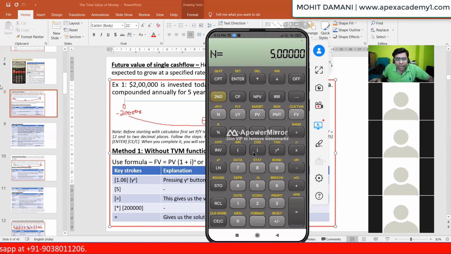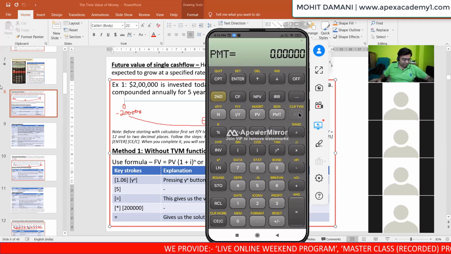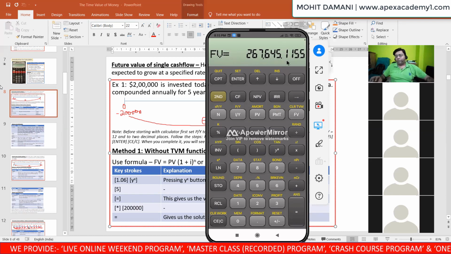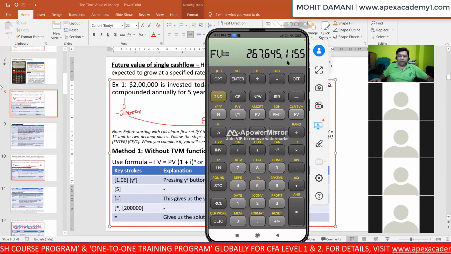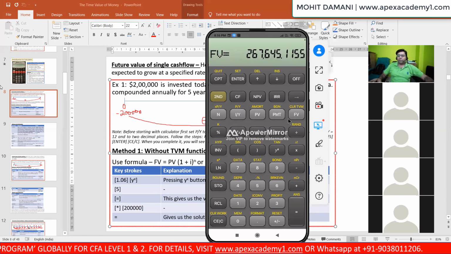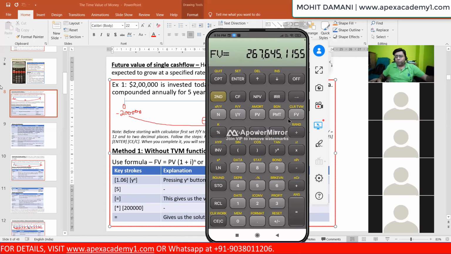I/Y means interest rate per period. Here it is 6 only because it is compounded annually. So 6 I/Y. PV we have already entered. PMT is 0 because there is nothing. And then compute FV: 267,645. This is your FV. This is how the time value of money function is used. Similarly, you can calculate anything. Suppose you want to calculate PV, you can do that.